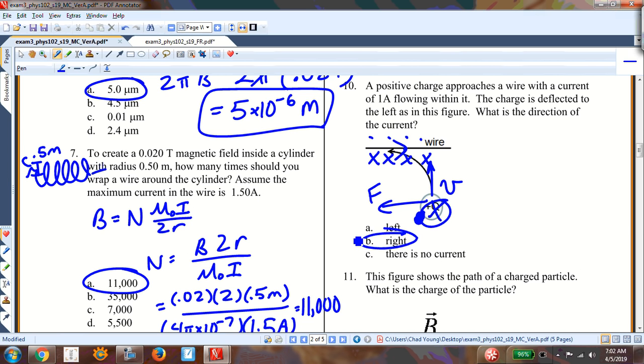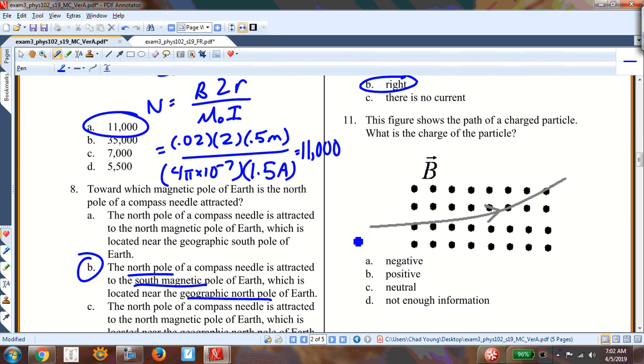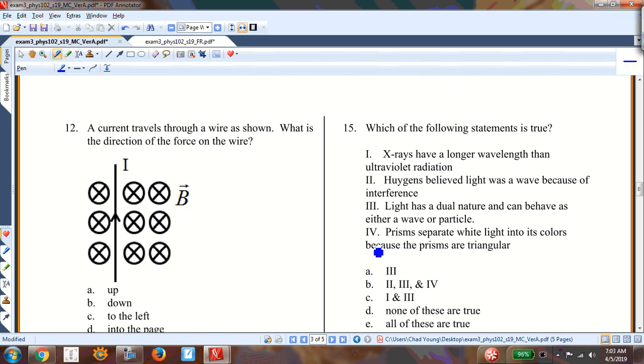B for number 10. This figure shows the path of the charged particle. What is the charge of the particle? Well, my velocity is in this direction, and my magnetic field is out of the page. That should give me a force that is down, but hey, look, I have a force that's up, so it must be a negative particle, so 11 is A.